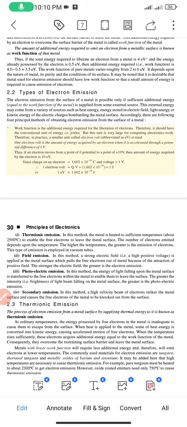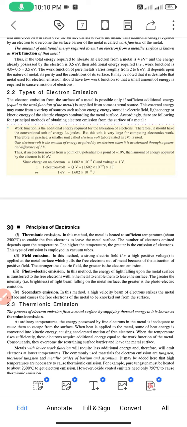The electron emission from the surface of a metal is possible only if sufficient additional energy equal to the work function of the metal is supplied from some external source. This external energy may come from a variety of sources such as heat energy, energy stored in an electric field, light energy, or kinetic energy of the electric charges bombarding the metal surface.